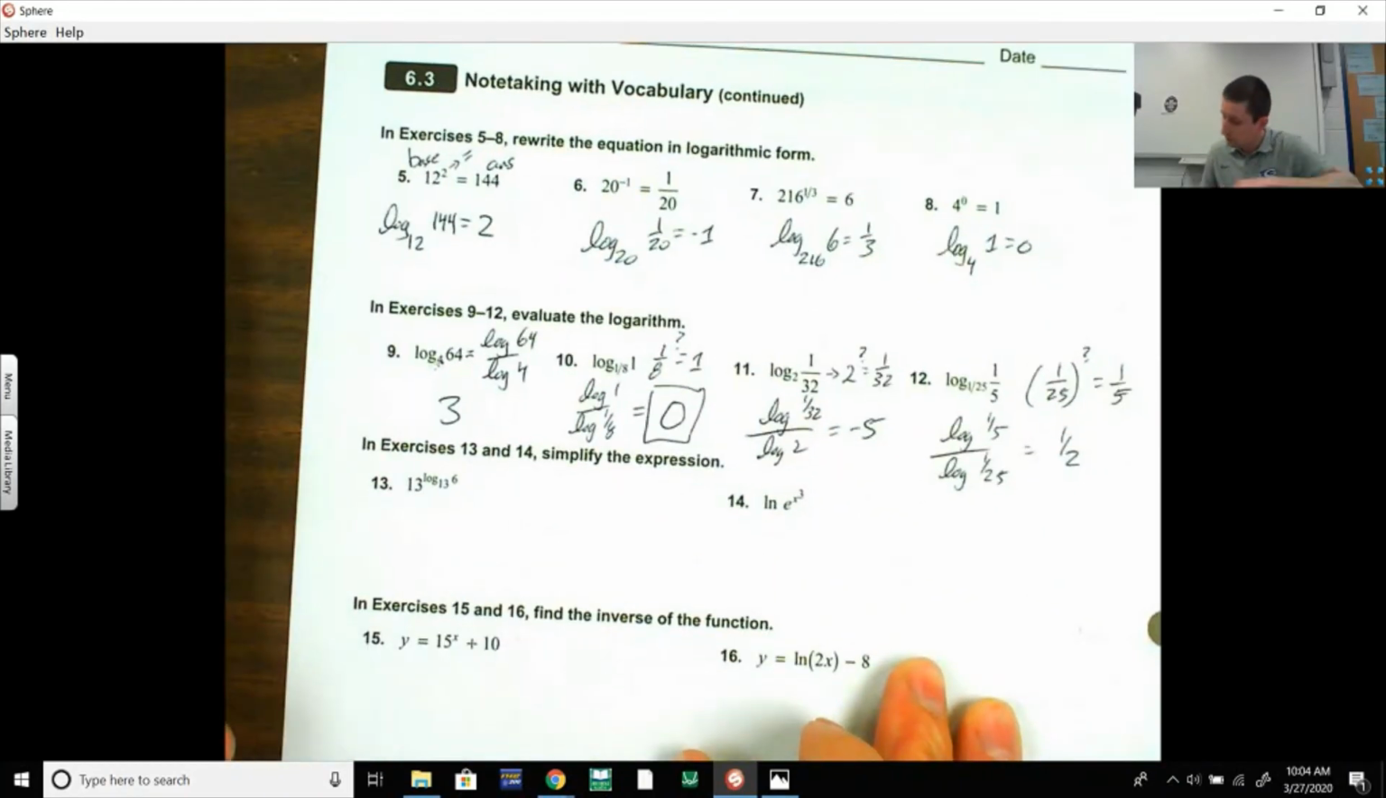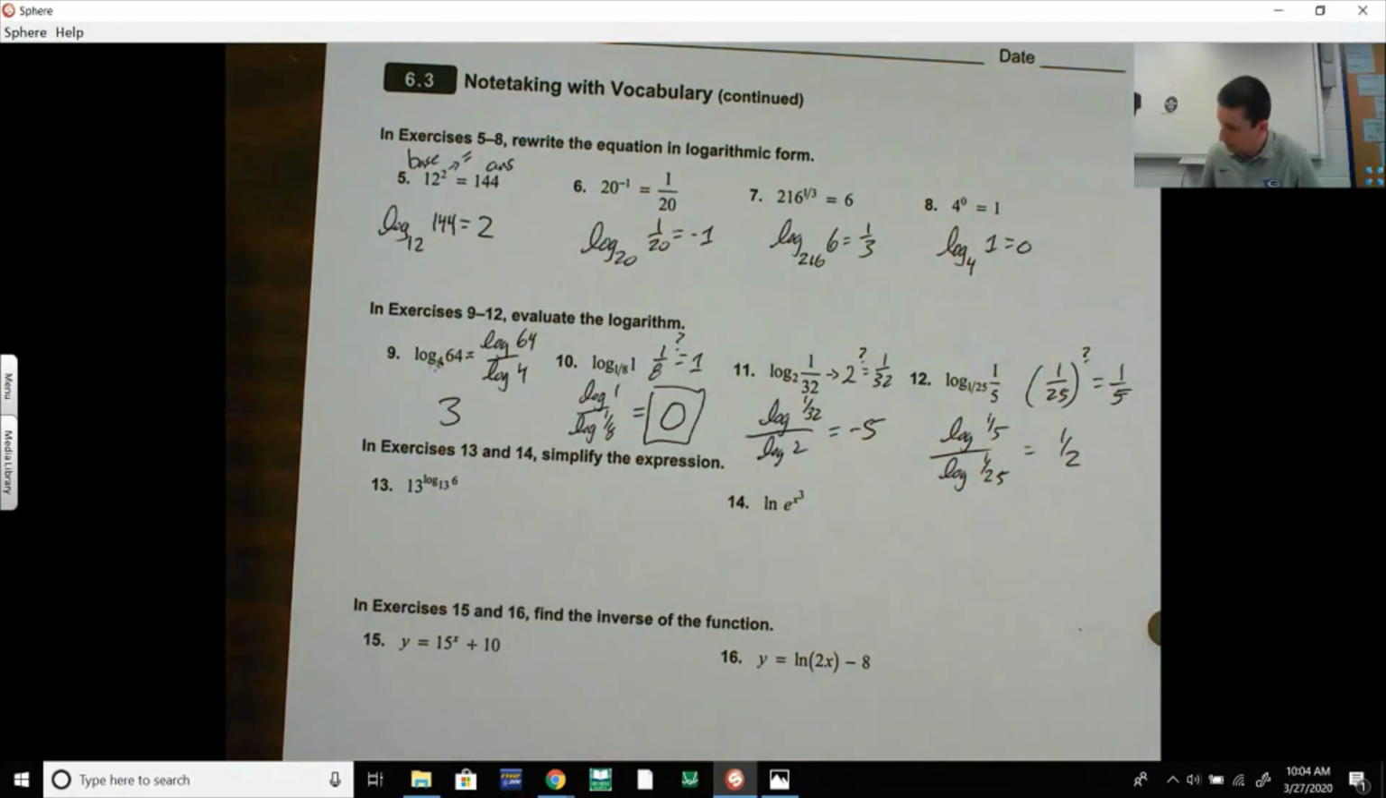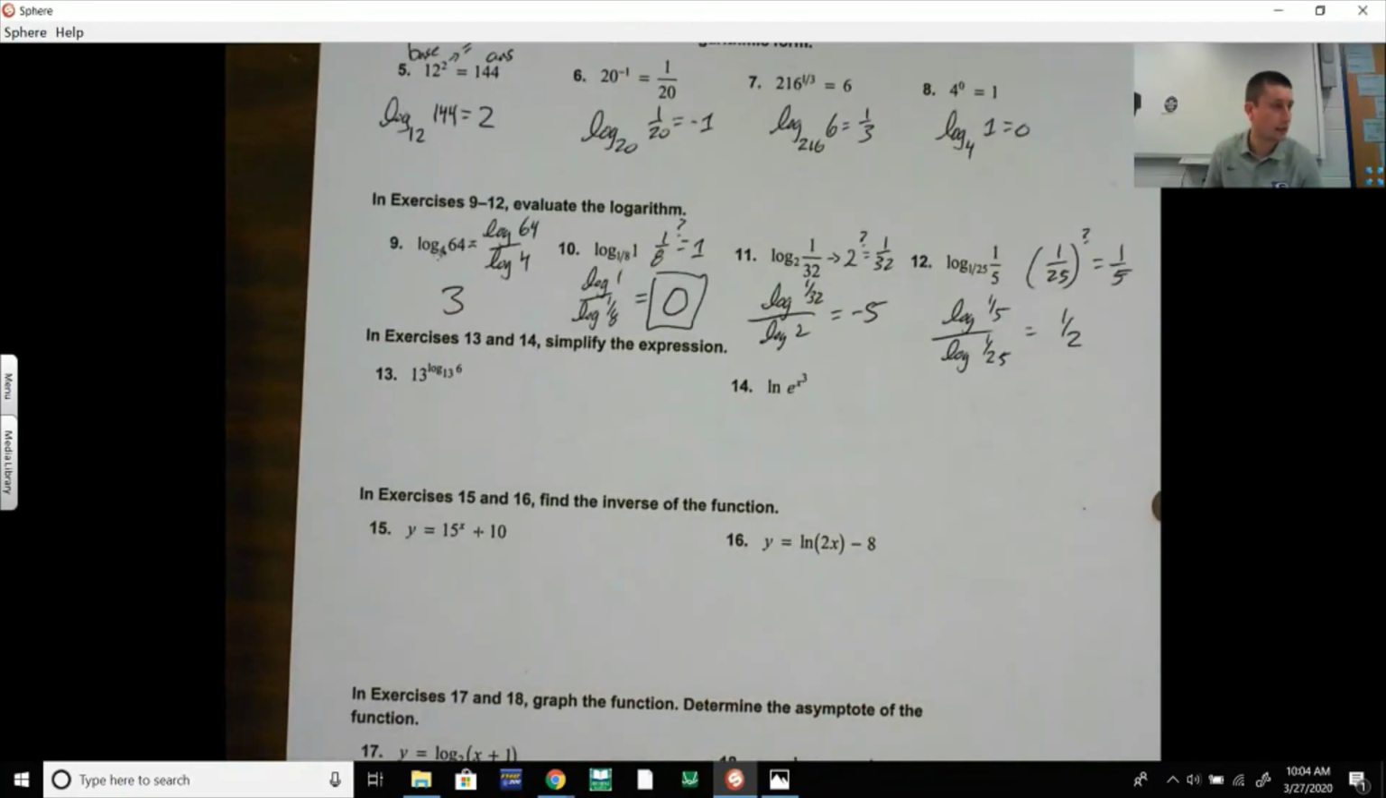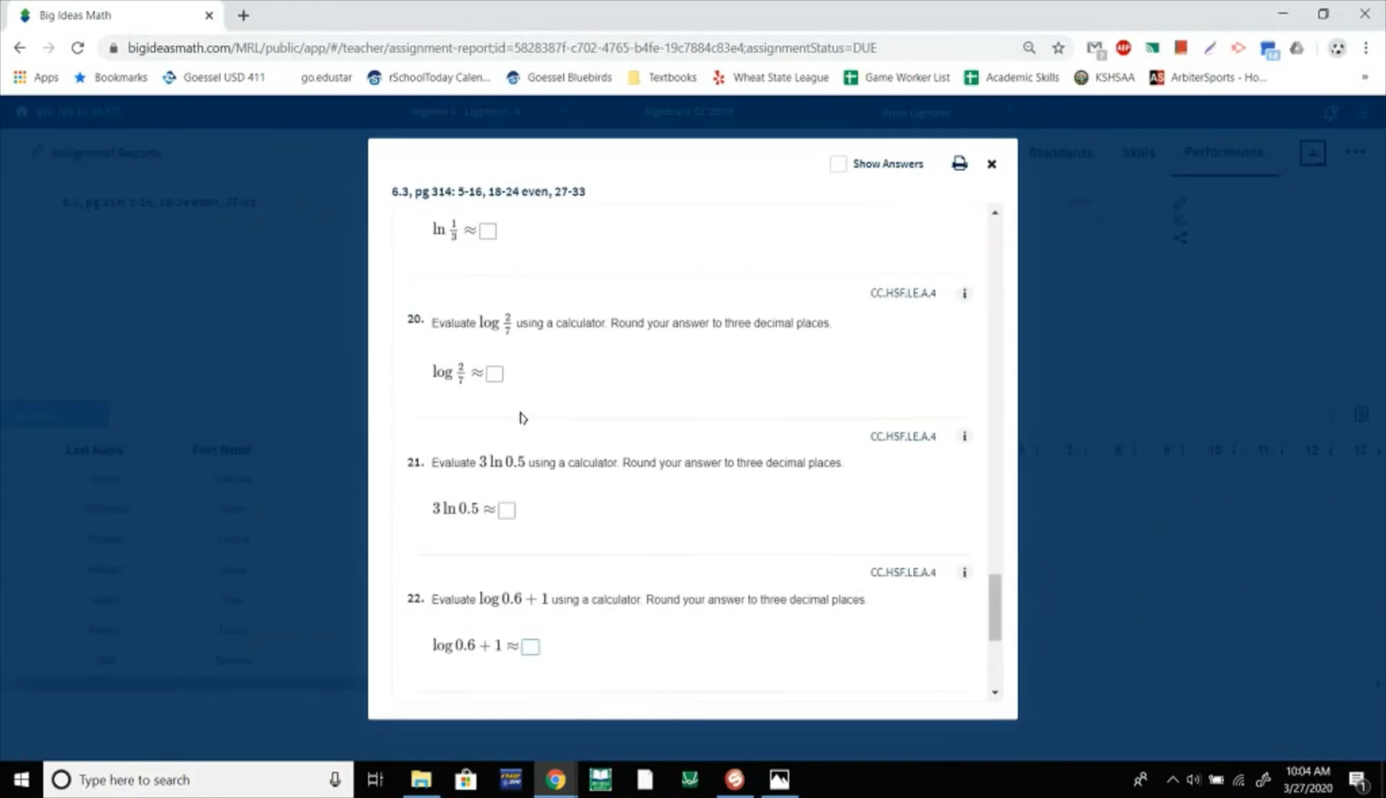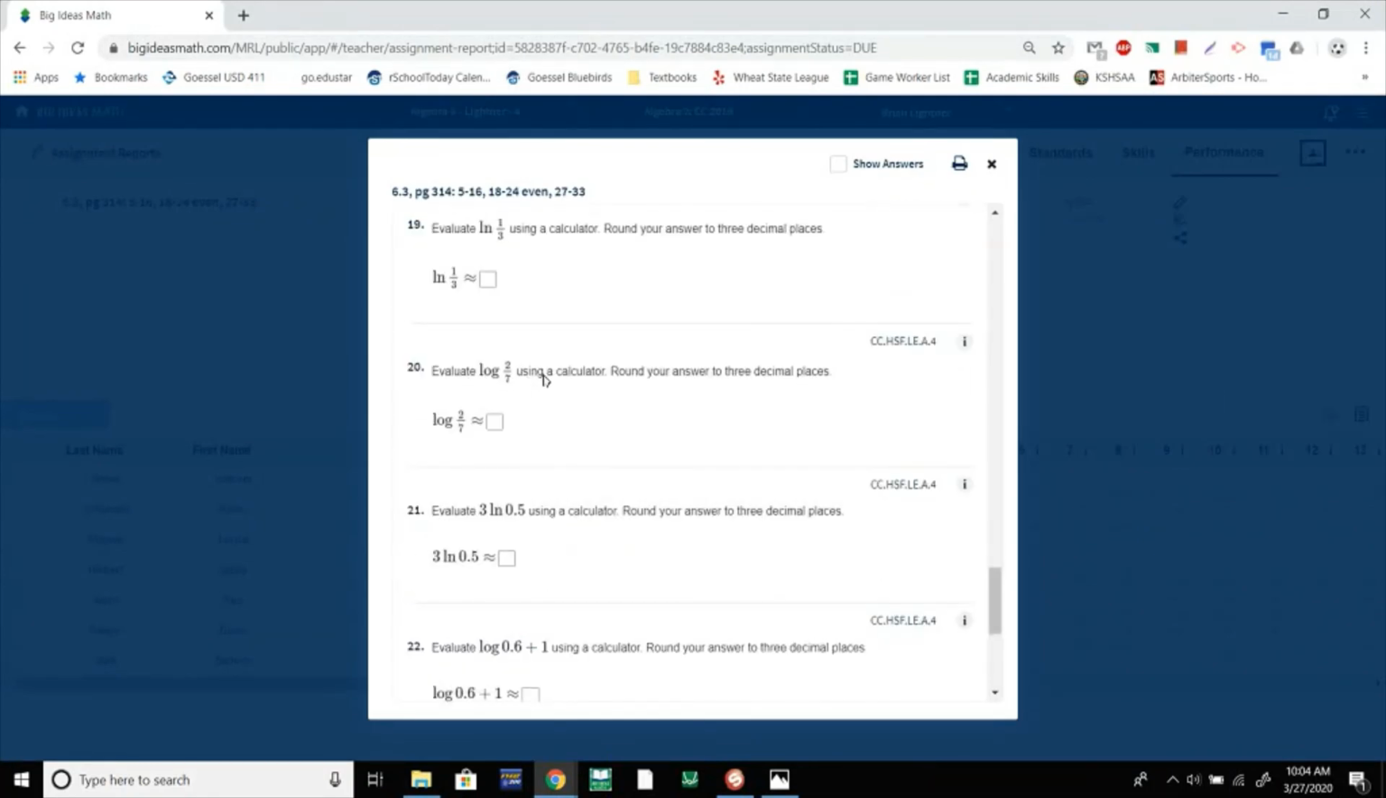Okay, and that's pretty much what you need. We're not doing any of the finding or the graphing or anything like that. Just evaluating. There's a word problem where you just have to plug in a number to a formula. And then just a lot of calculations. You have some of these. Evaluate that using a calculator.